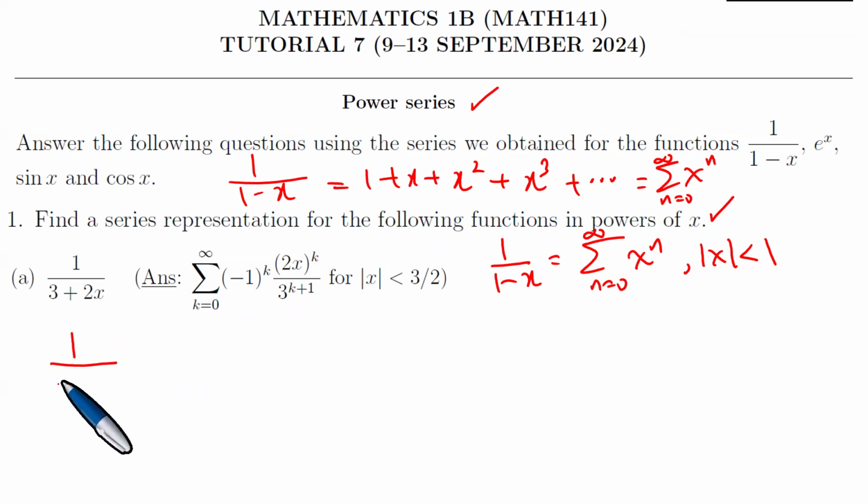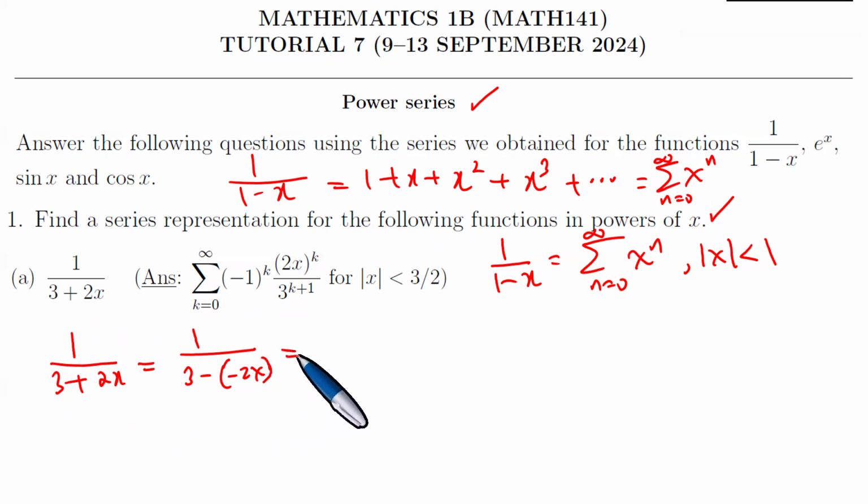So, we've been given 1 over 3 plus 2x. What is this? This is exactly the same as the infinite series, but now this infinite series must look like this. So for it to look like this, you must factor out 3. So pull out 3, then you have 1 over 1 plus 2x over 3.